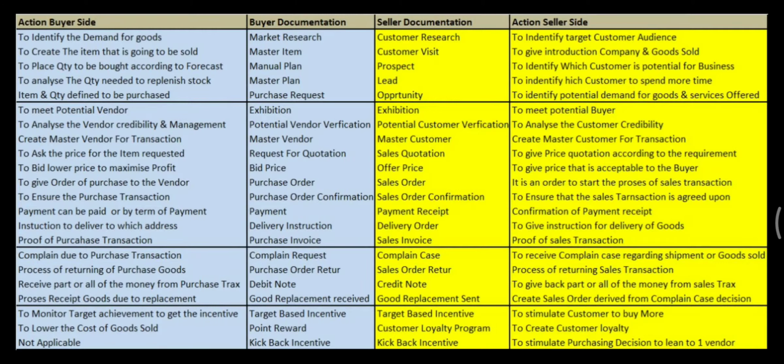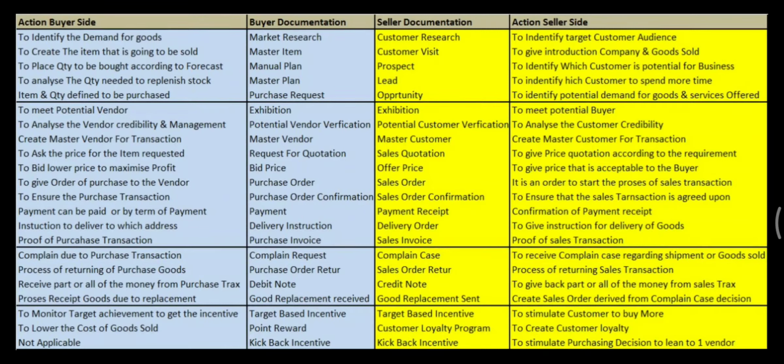Okay, once you do the master customer, when the customer asks you to quote a price, you give them the price. In ERP, the documentation used is called sales quotation. Once you give the price and they say, oh, it's too expensive, and you give a counter price, of course, this is what we call the offer price. Okay, once the price is accepted, the sales gives documentation of sales order.